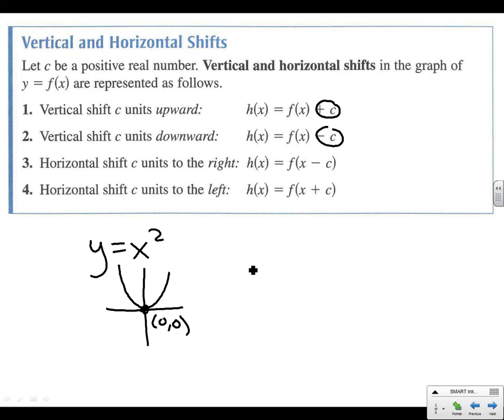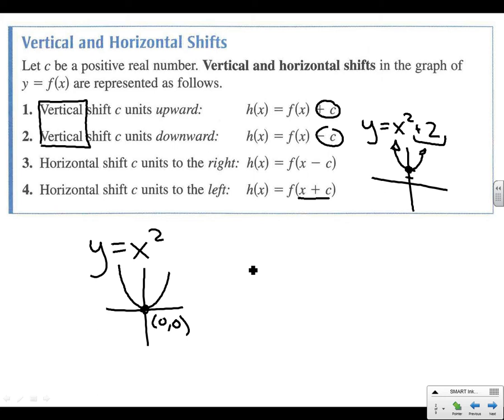All right, so we can see here, if we have a plus c or a minus c outside of the x. So in this equation, if I had y equals x squared plus 2, this is away from the x. So this is going to be a vertical shift. So if I were to graph this, instead of 0, 0, I would have 0, 2 as the vertex of my parabola. It'd be shifted up by 2.